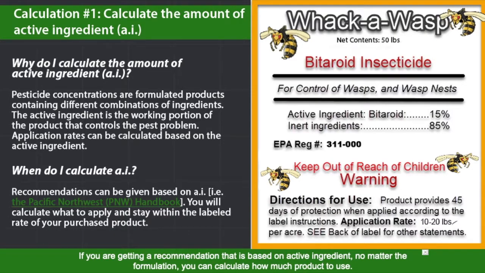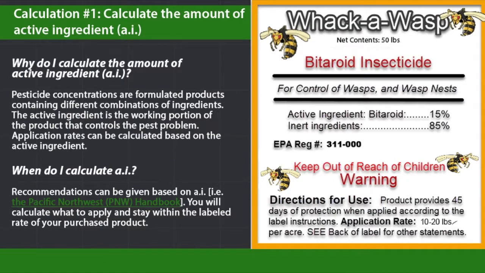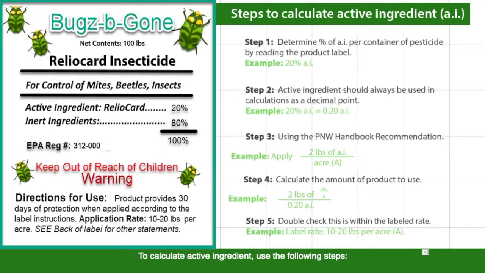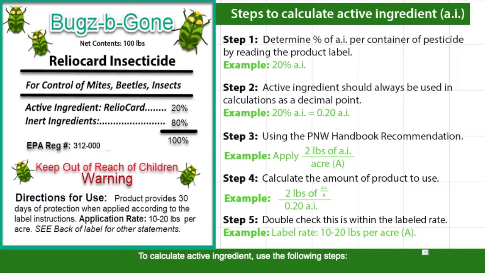If you are getting a recommendation that is based on active ingredient, no matter the formulation, you can calculate how much product to use. Let's look at the steps for calculating how much product is required for your application based on the active ingredient of a specified product. To calculate active ingredient, use the following steps.